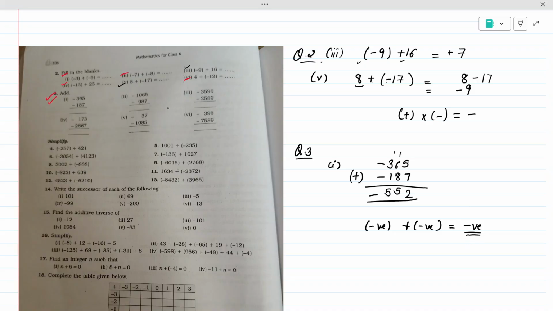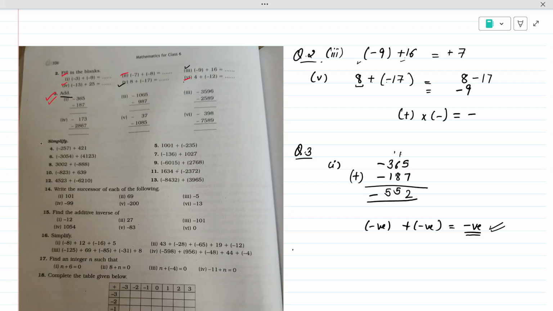Okay. So if you see all these questions, we have to do the same thing here. All the questions given to us have negative numbers. Both the numbers are negative and we have to add them. So when we add two negative numbers, the answer will always be a negative number. Okay. This is how we have to do question number 3.